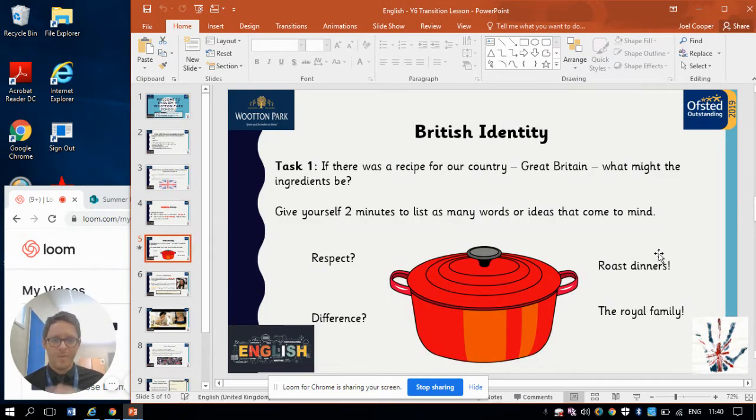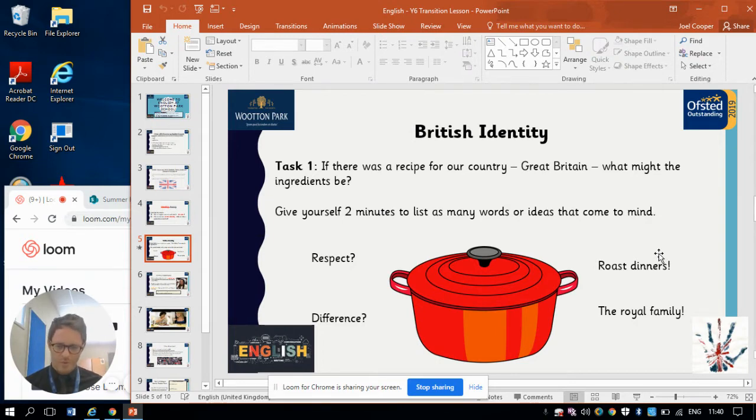Okay, so the first thing that I would like you to do, please, I want you to imagine, no matter how strange this seems, that there is a recipe for Great Britain. Okay, so the country in which we live, is there a recipe for it? What kind of ingredients might there be on that recipe? Okay, so what sort of things help to define British identity and living in Great Britain?